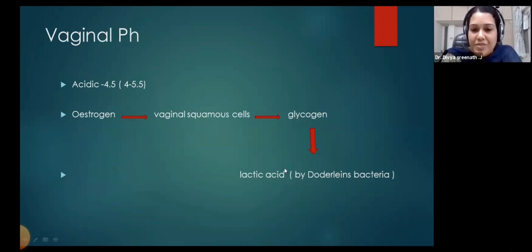Doderlein bacteria are vaginal flora friendly bacteria. They are usually present in the reproductive age only. After menopause, once the estrogen is stopped, the Doderlein bacteria will be absent in the vaginal flora. You can also check the vaginal pH with litmus paper, this much long yellow litmus paper. You can check the vaginal pH.